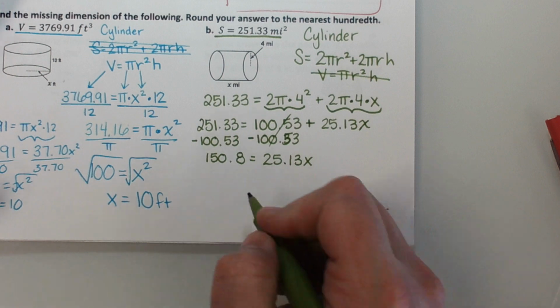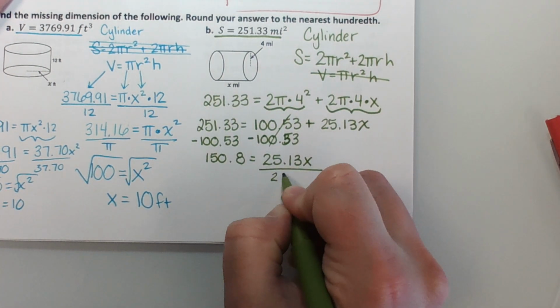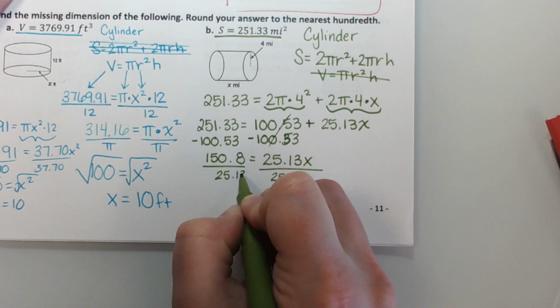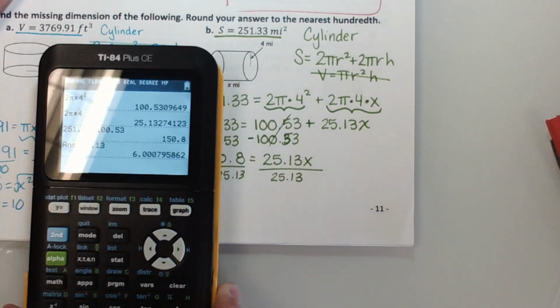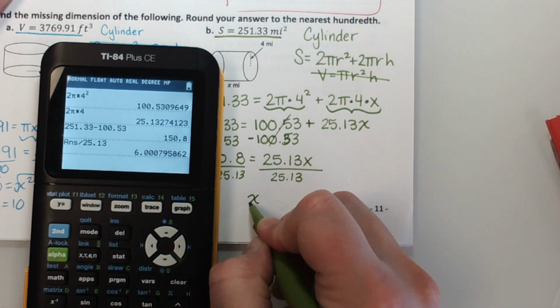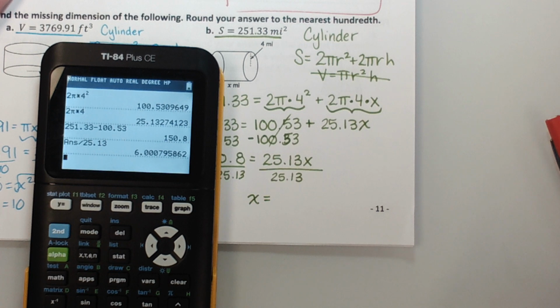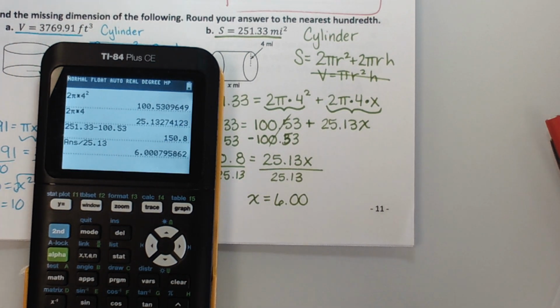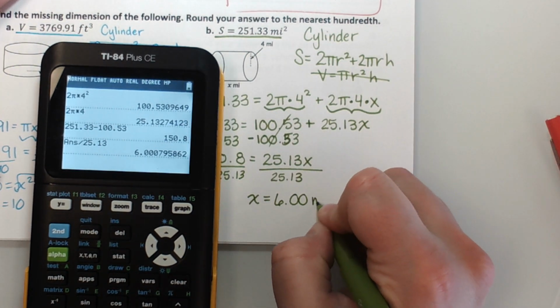To finish it off, we would divide. Rounded to the nearest hundredth, x will be... I like when it's got lots of zeros because that just means it's 6. Technically 6.00, but 6 miles.